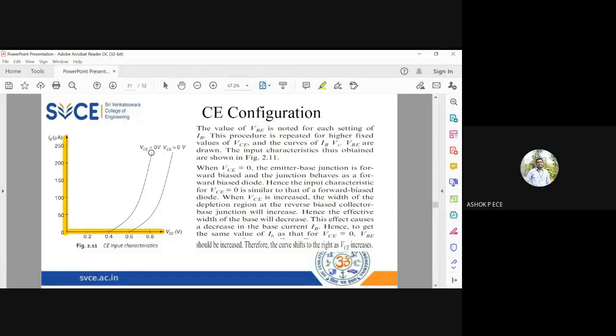So VCE is 0 now. Initially, I get a graph like this. And as I increase the value of VCE, the graph is going to shift in this way. The graph will be moving in this direction. So initially, when VCE is equal to 0, the emitter base junction is forward biased and you will have some current flow in the transistor. IB will be flowing. When you apply more VCE, more carriers are going to go into your collector region. So you will have an increased value of base current.